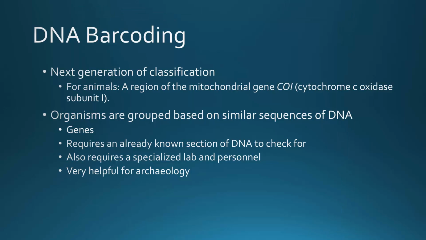Okay. The last form of classification we're going to talk about is called DNA barcoding, and it really is the next generation of classification. For animals, we look at a specific region of a mitochondrial gene called COI, or cytochrome C oxidase subunit I.